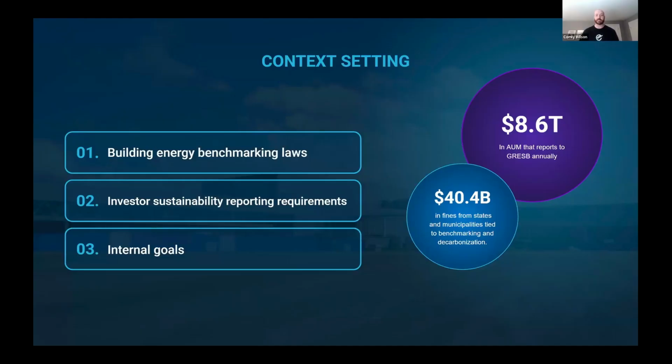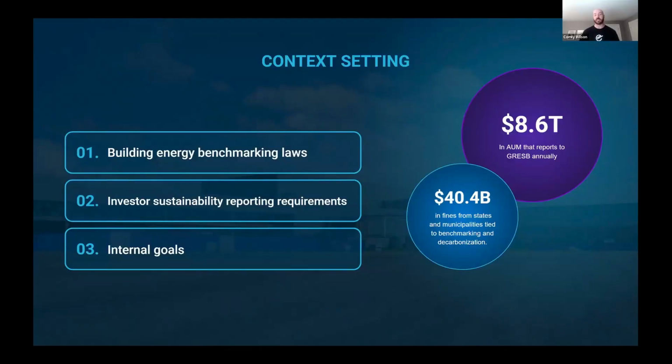Could be a number of reasons, whether it's building energy benchmarking laws. These are popping up in states and municipalities pretty much in every country. I don't know if anybody has seen not only the map of current laws, but the map of where laws are set to be passed, even though they haven't been passed yet. It's a lot of states and municipalities.